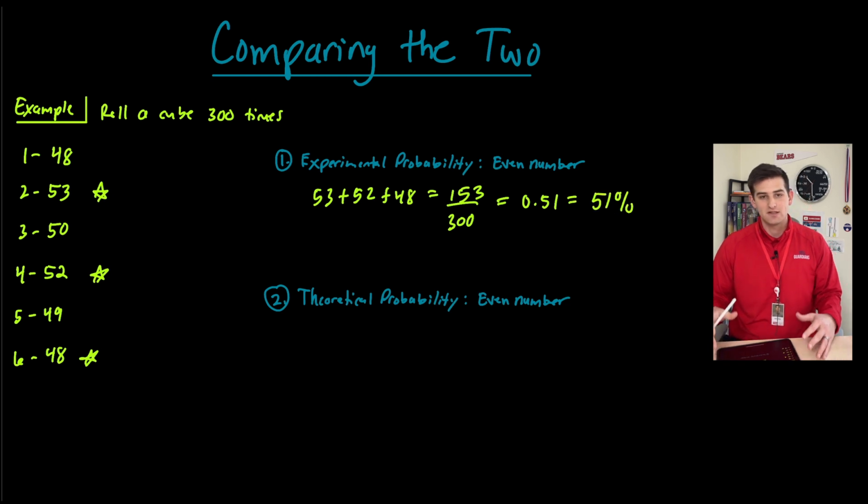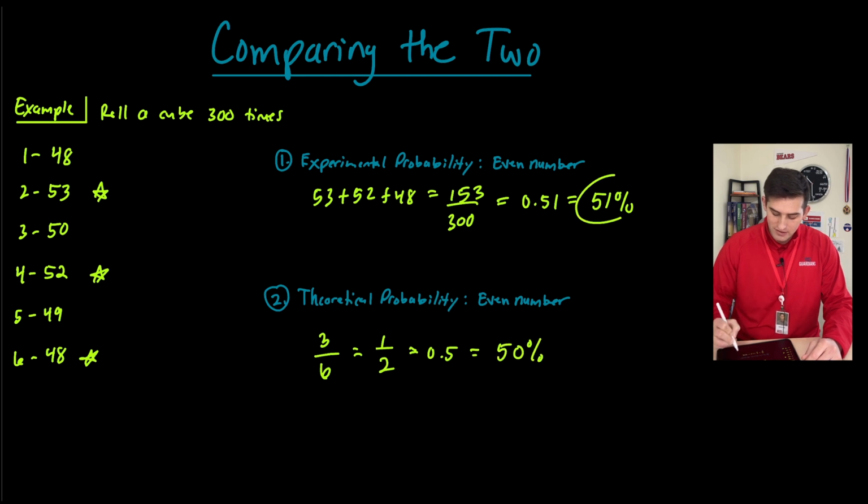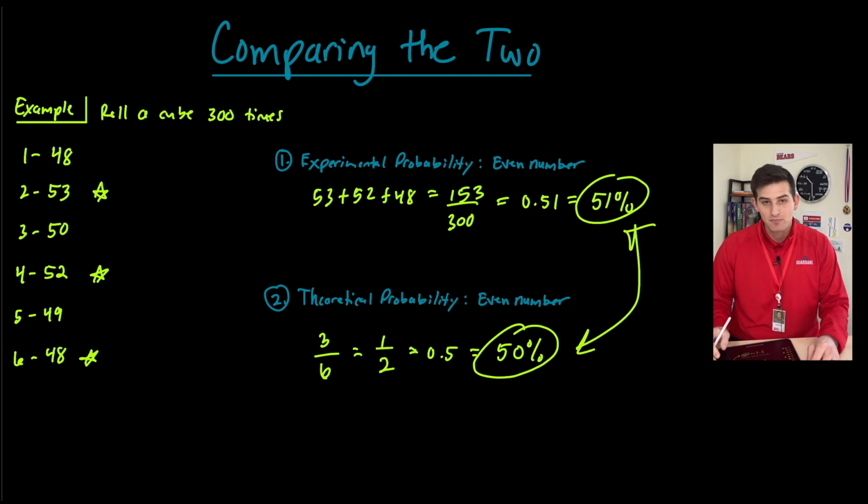Now let's think about the theoretical probability of rolling an even number. Well, we have 6 numbers, right? 1 through 6. How many of them are even? There are 3 that are even. How many total numbers are there? There are 6. And if we reduce that, it would be 1/2, which would be 0.5, which is 50%. Okay, so now notice our 2 probabilities here. Very, very similar, right? Because we conducted this experiment 300 times.